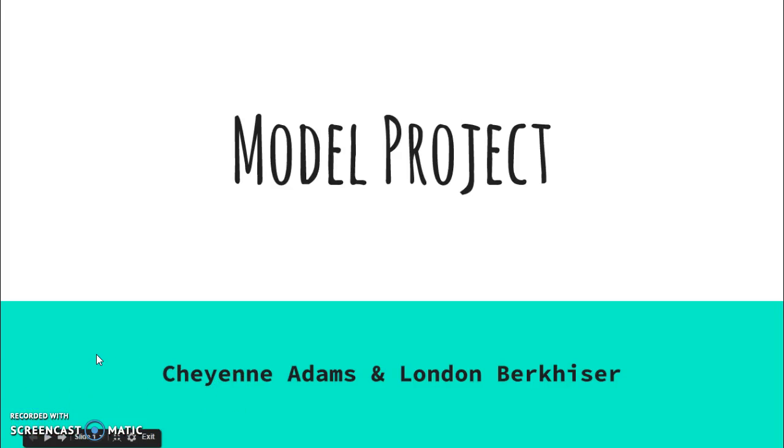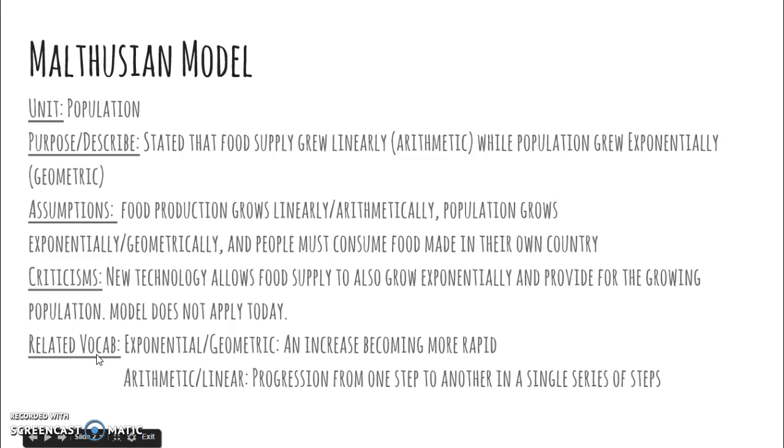Okay, so this is mine and London's model project. The Malthusian model is in the population unit. It stated that food supply grew linearly or arithmetically, while population grew exponentially or geometrically. Food production grows linearly or arithmetically, population grows exponentially, and people must consume food made in their own country. Criticisms are that new technology allows food supply to also grow exponentially and provide for the growing population, so the model does not apply today.